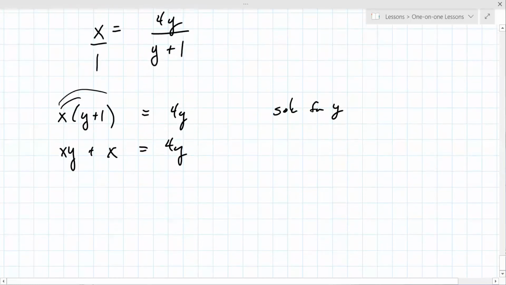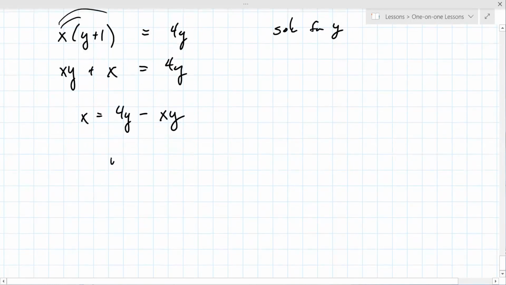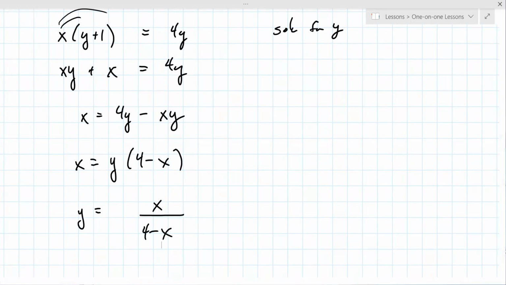You have to get the y's on one side of the equation. So I'm going to move this one over. So I'm going to get x equals 4y minus xy. You factor out a y, 4 minus x, x equals that, and then you divide by it, so you get y equals x over 4 minus x. And that's your inverse function.